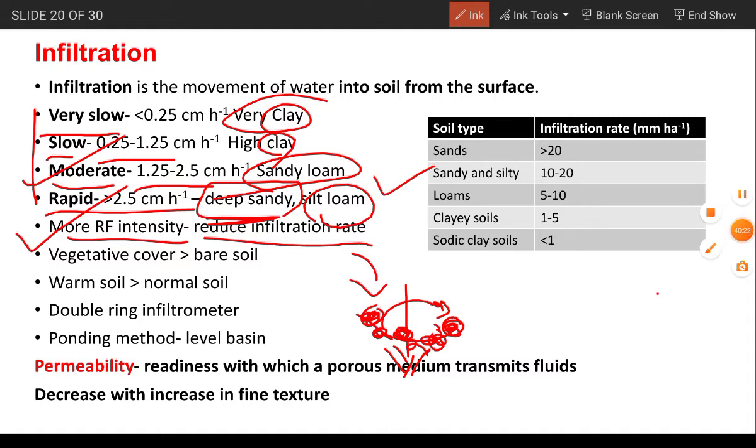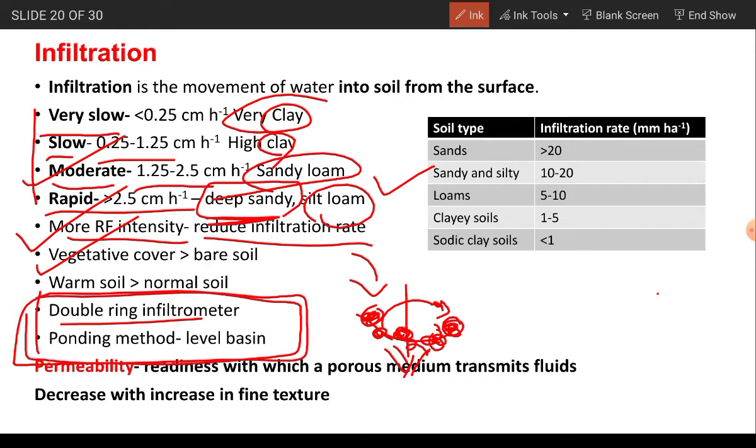Similarly, if the vegetative cover is more, the infiltration rate is more compared to bare soil. And in warmer soil, if the soil temperature is more, then infiltration is also more. Similarly, using the double ring infiltrometer or ponding method, we measure the infiltration rate for different soil types. There are different infiltration rates.